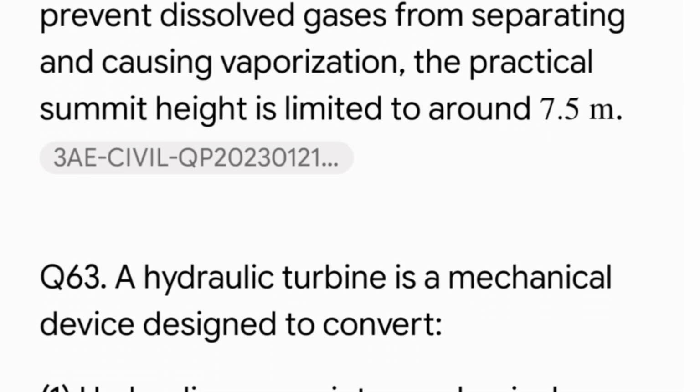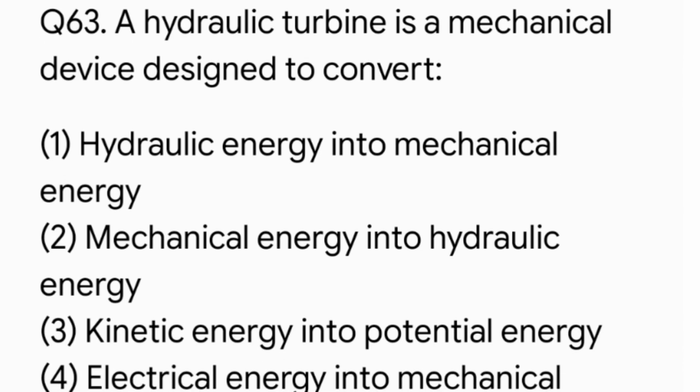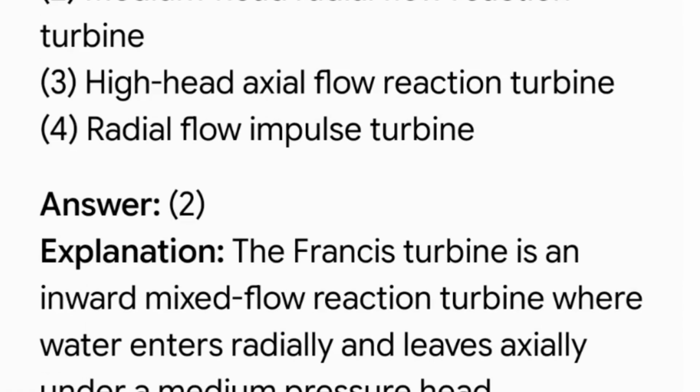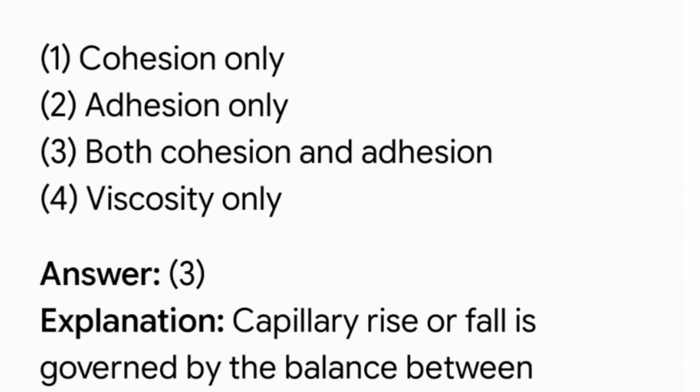Next question. A hydraulic turbine is a mechanical device designed to convert, correct answer option 1, hydraulic energy into mechanical energy. Next question. A Francis turbine is classified as a, correct answer option 2, medium headed radial flow reaction turbine. Next question. Capillarity or meniscus action observed in narrow tubes occurs due to, correct answer, both cohesion and adhesion.